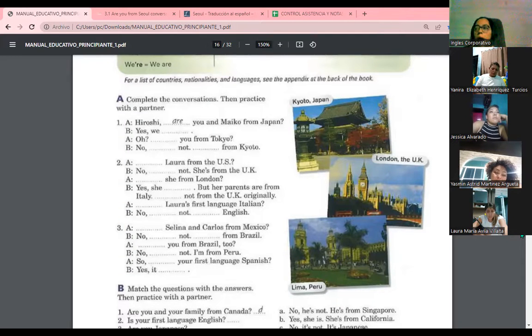Yes, she is. But, ajá, continúe leyendo. Her parents are from Italy. Ajá, ¿qué tengo que poner yo ahí? But her parents. They are not from UK originally. Ajá. ¿Qué debo de poner? Is Laura's language Italian? Okay. Laura's first language. Is Laura's first language Italian? First language, o sea, la lengua de ella, ¿verdad? Esto es lo que indica ese apóstrofe y esa S. ¿Sí? Que el primer idioma de ella. ¿Es el primer idioma de ella?